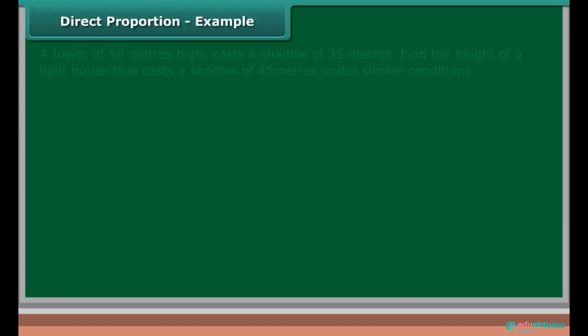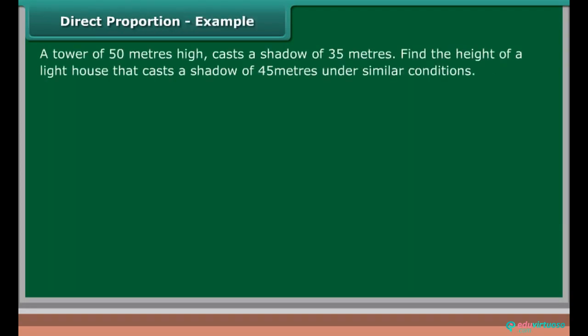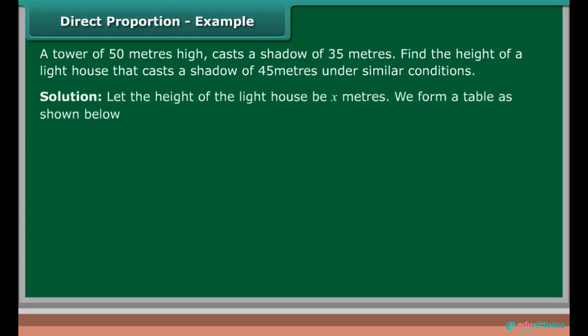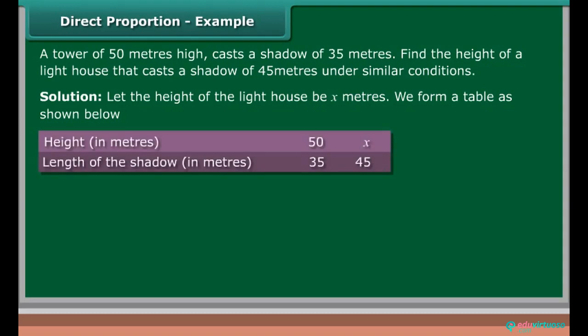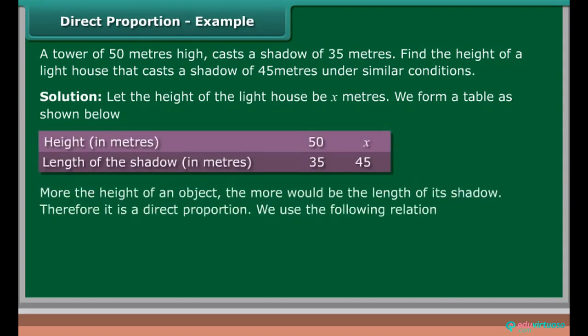Example 2. A tower 50 meters high casts a shadow of 35 meters. Find the height of a lighthouse that casts a shadow of 45 meters under similar conditions. Solution. Let the height of the lighthouse be x meters. We form a table as shown below. The greater the height of an object, the greater the length of its shadow. Therefore, it is a direct proportion. We use the following relation.